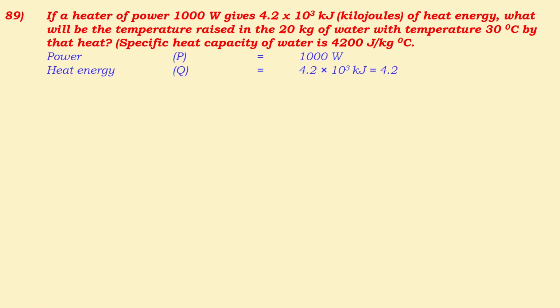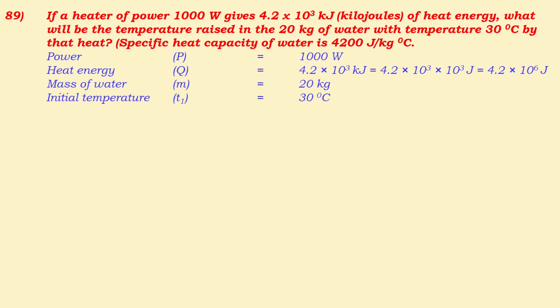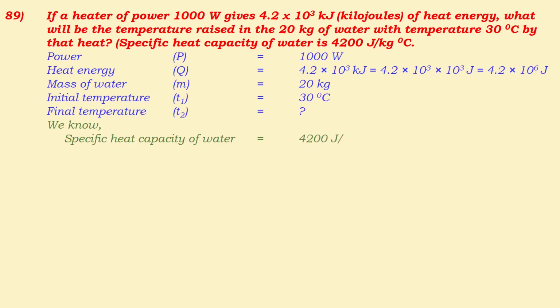Heat energy Q is equal to 4.2 into 10 to the power 3 kilojoule, and kilojoule has to be converted into joule. 4.2 into 10 to the power 3 should be multiplied with 1000. 1000 means 10 to the power 3. I am multiplying with 1000 to convert it into joule. Same base 10 having power 3 and another 3, 3 plus 3 is 6, and 4.2 into 10 to the power 6 is the final. Now mass of water m is equal to 20 kilogram. Initial temperature T1 equal to 30 degrees Celsius. Final temperature we are going to find out. Specific heat capacity of water equal to 4200 joule per kg degree Celsius.